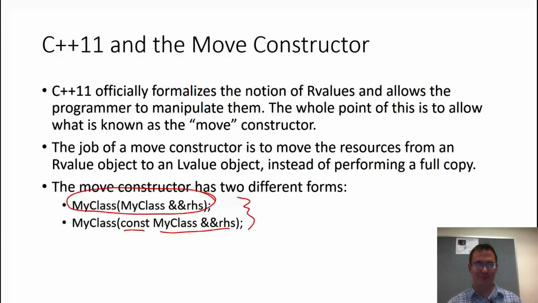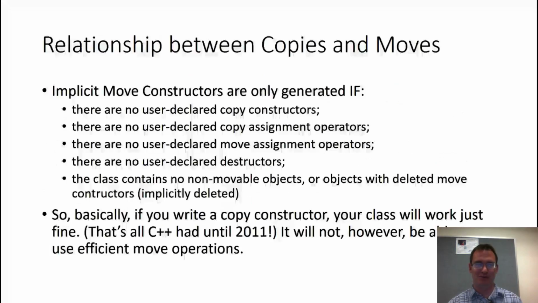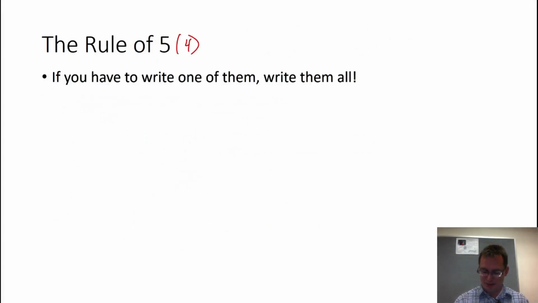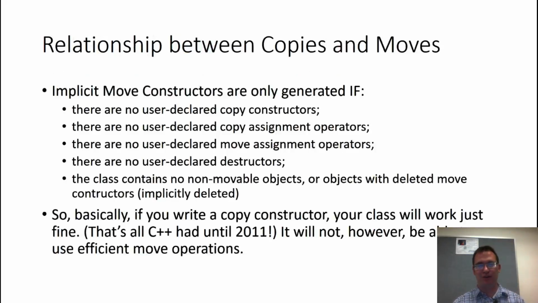We talked about move constructors and the rules of 0, 3, and 5. All right, so to continue this, I want to talk about the relationship between copy constructors and move constructors. The important thing here is that implicit move constructors, or the ones that are made by the compiler, are only generated if all of these conditions are met.